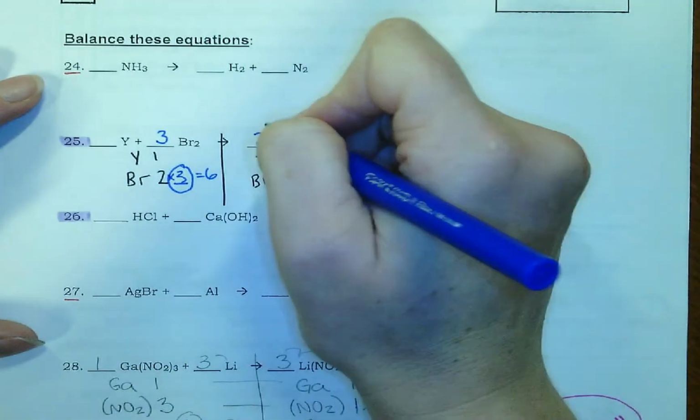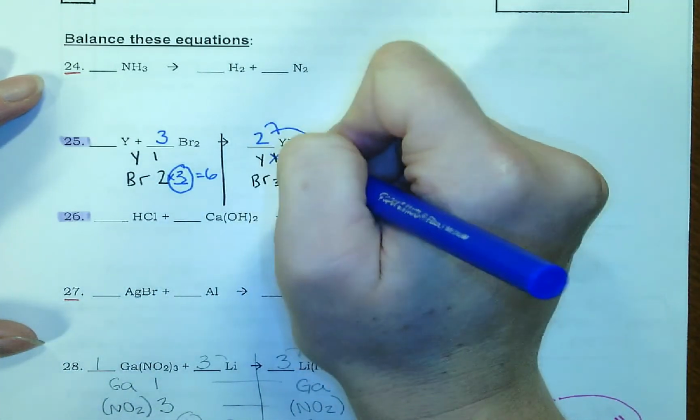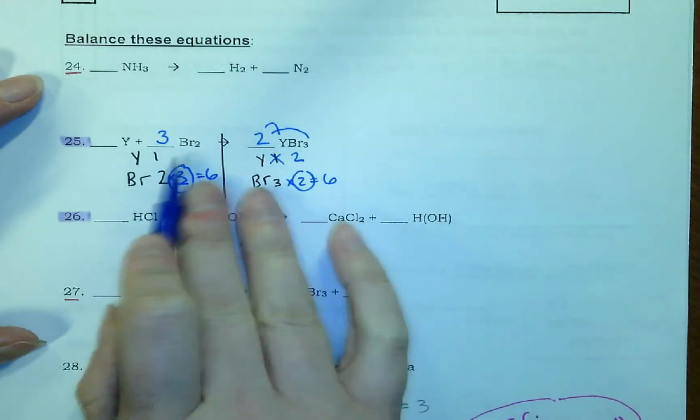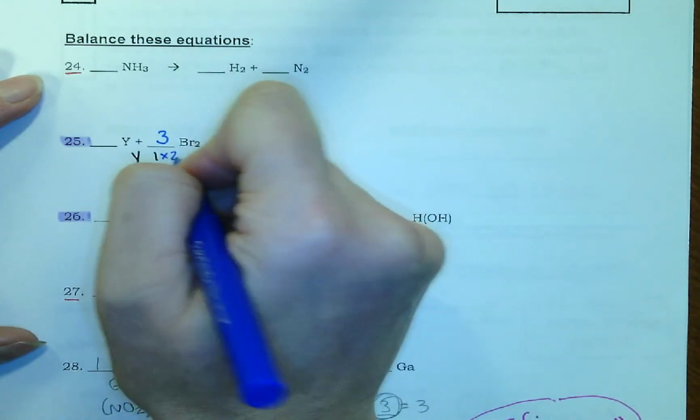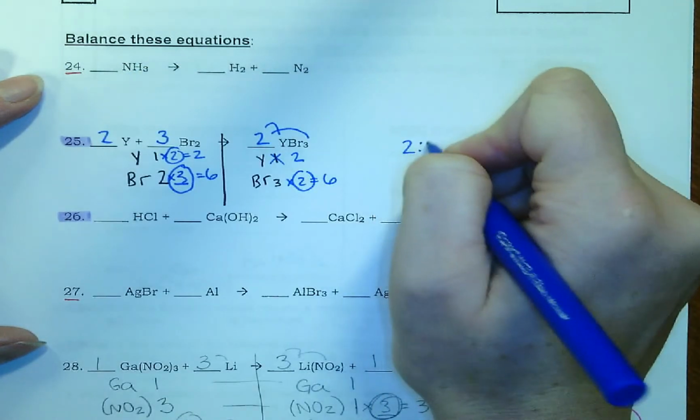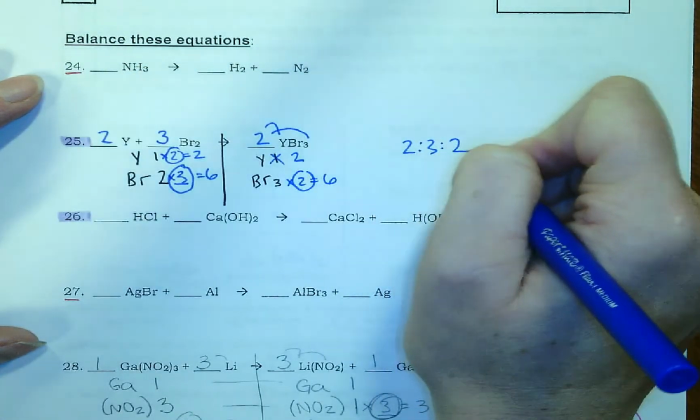But that also changes my yttrium. Now I have 2 of those. So I would ping pong to the smaller side and say, multiply this one by 2 so it matches. So your final answer should be 2, 3, 2.